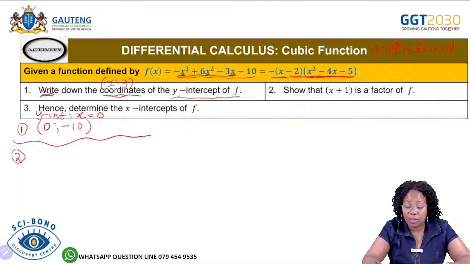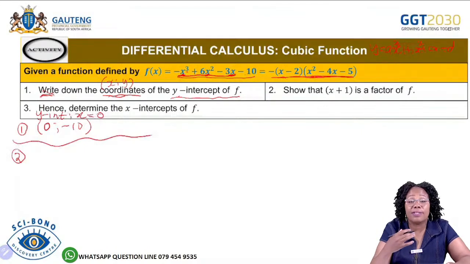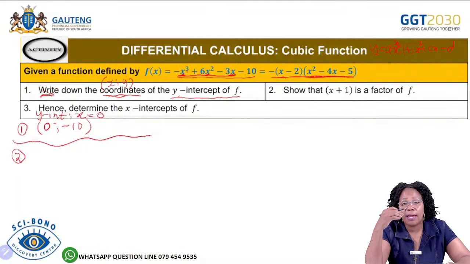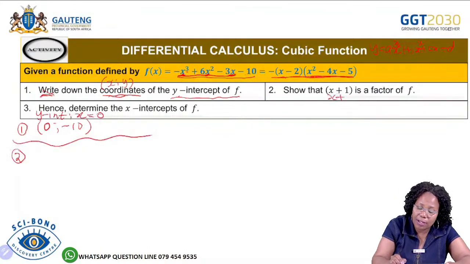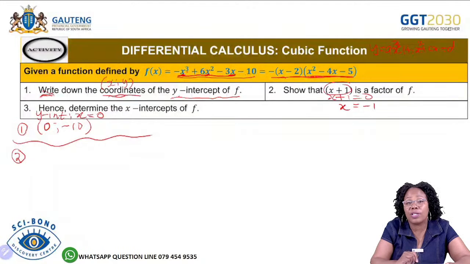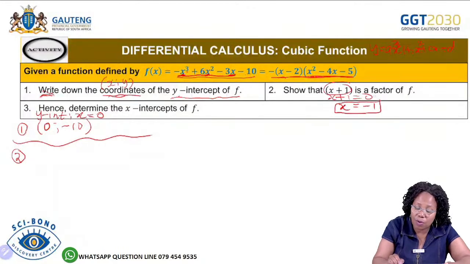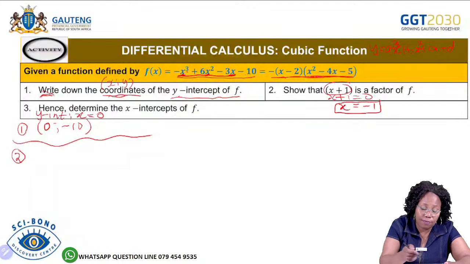And then the second question: show that x plus 1 is a factor. Show us that it is a factor. In order to be a factor, when you divide by that factor, you must get a 0, or when you substitute your x with minus 1, it must give you a 0. Where does minus 1 come from? We let x plus 1 equal to 0, and this gives us x equal to negative 1. So in our expression, we are going to substitute our x with negative 1. We take f(x) there, or you can even use this factorized part, you will end up with the same answer.